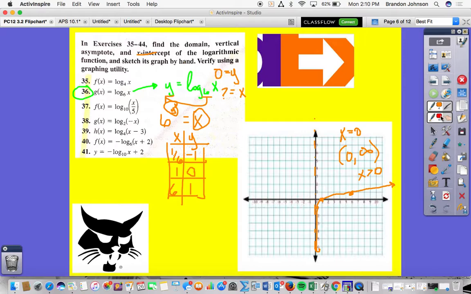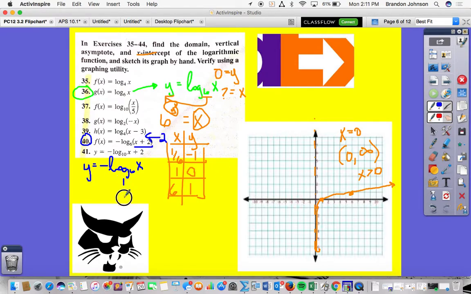We got that there. Now, the question becomes, what if I were to transform this by taking, let's say, number 40 and changing that up a little bit to where now our values become different? Well, now we're going to do y equals negative log base 6 of x. Note that this x plus 2 will push this to the left 2, okay?